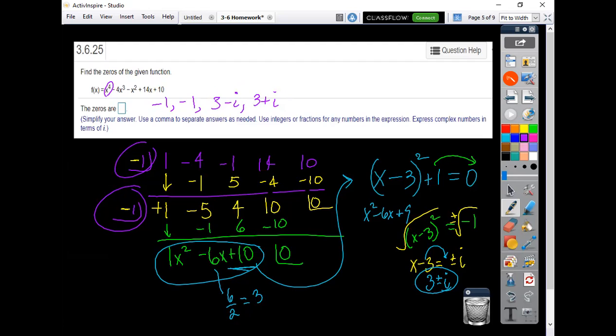So that would be how I would work 3.6.25, hopefully the next time without making the mistakes.